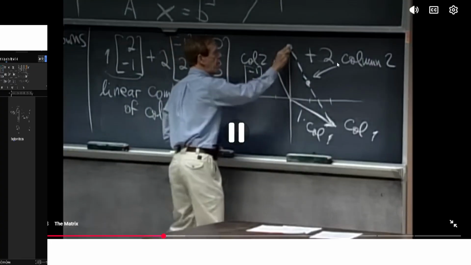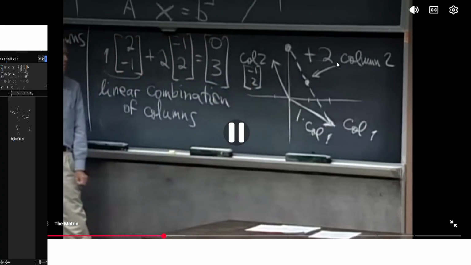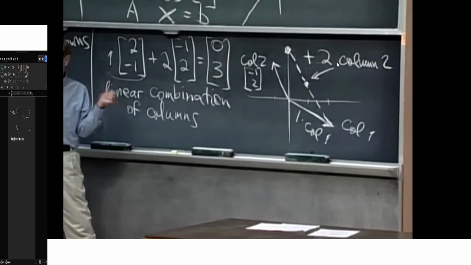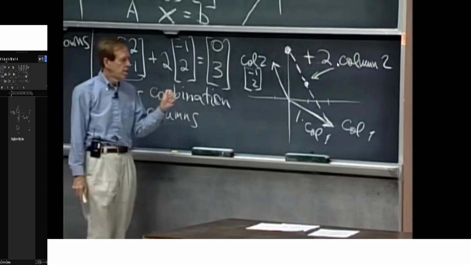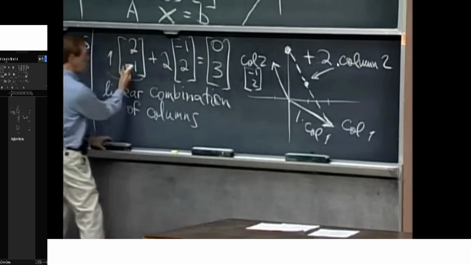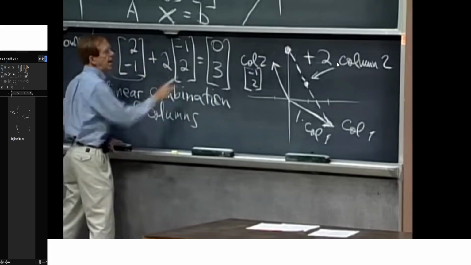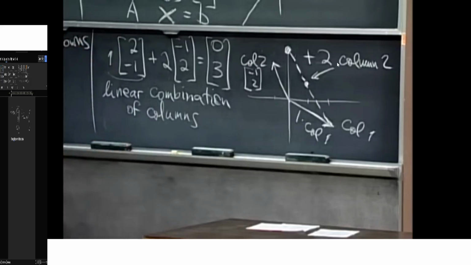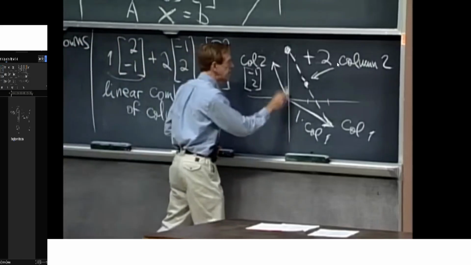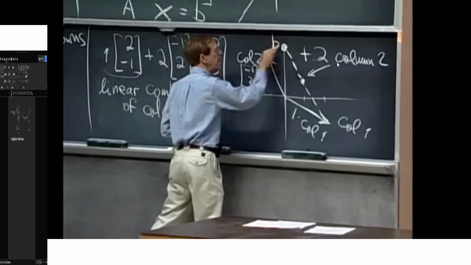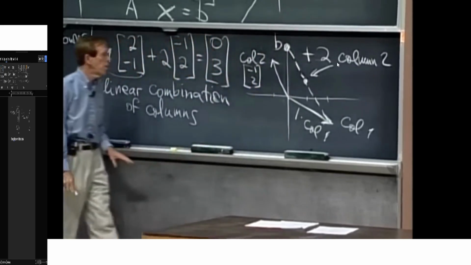And where did I end up? 0, 3. What are the coordinates of this result? What do I get when I take 1 of this plus 2 of that? I do get that, of course. There it is. X is 0, y is 3. That's b. That's the answer we wanted.